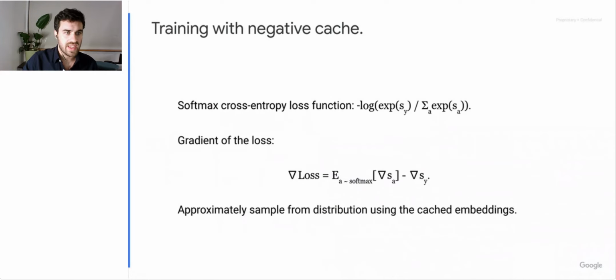Now to train with a negative cache, let's first take a look at the softmax cross-entropy loss function. We can write the gradient of the loss in the following way. We sample an element from this softmax distribution, we get the score of the sampled element, and we compare this score with the score of the positive element, and we take the gradient of the difference. We'll use our cache to approximately sample from the softmax distribution.